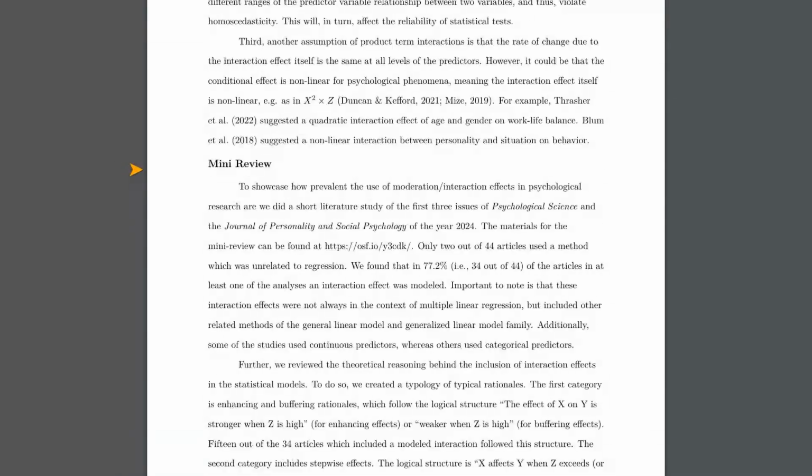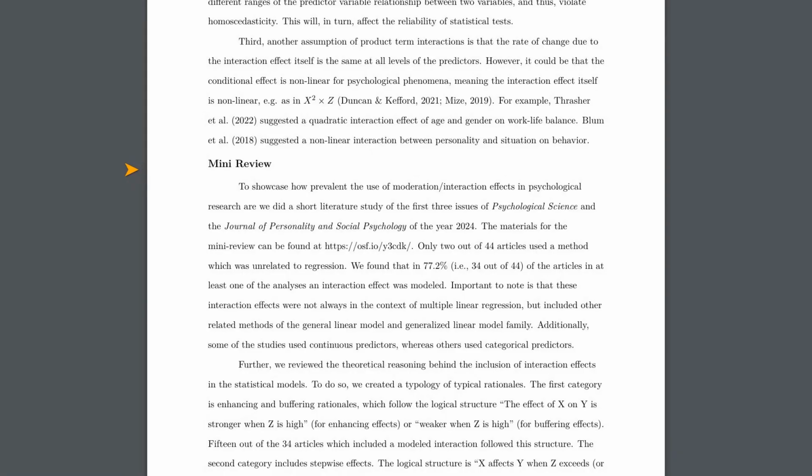This tells us that scientists are really interested in these complex conditional effects, but they're all using the same mathematical tool, the product term, even when their theories might suggest something different. This is what they call a specification crisis, a mismatch between what we theorize and how we model it.